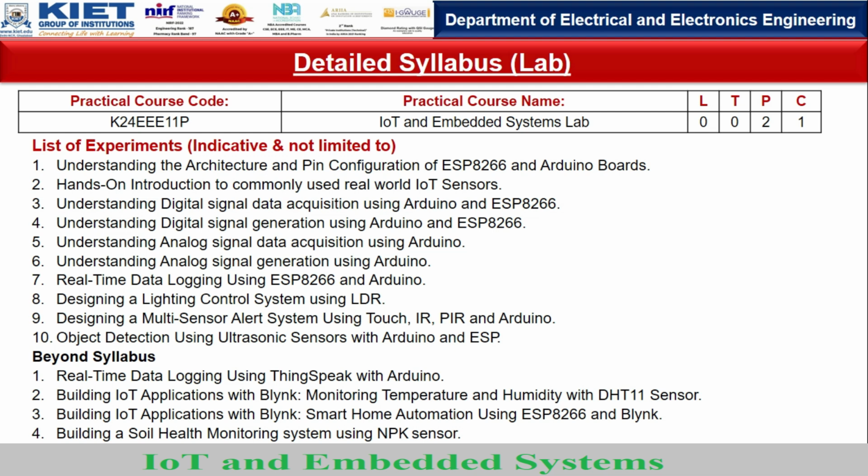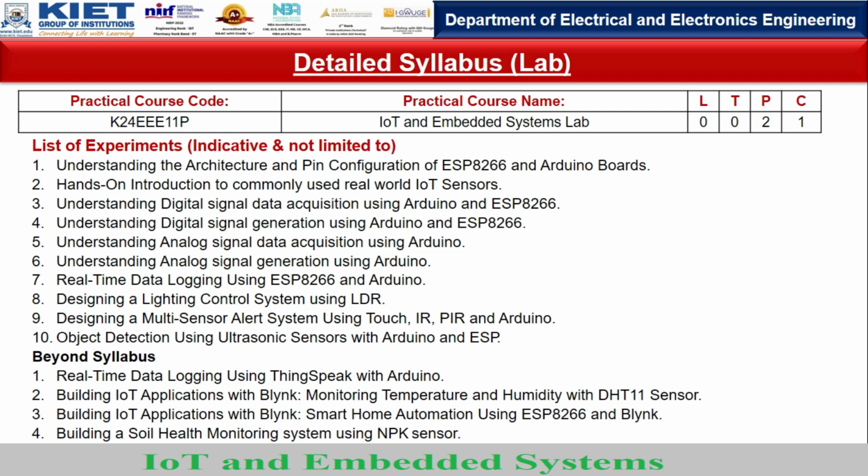Then we have a light control system using LDR. Then we have multiple sensors interfacing through Arduino or ESP32 or ESP8266. Then we have object detection using an ultrasonic sensor with Arduino and ESP. You can use an ultrasonic sensor for height measurement also or level measurement also.